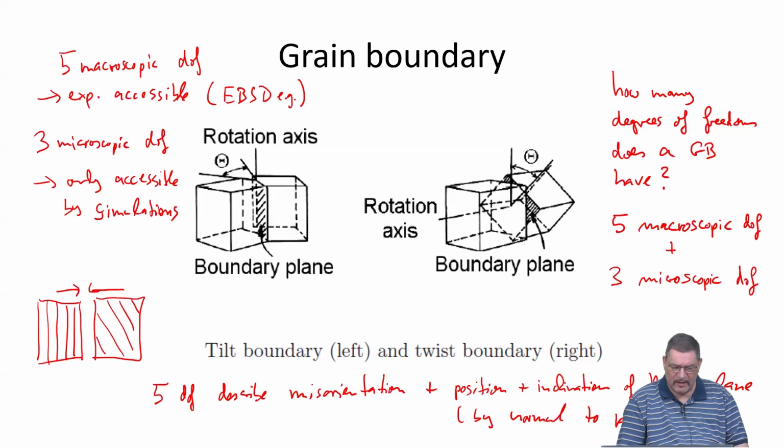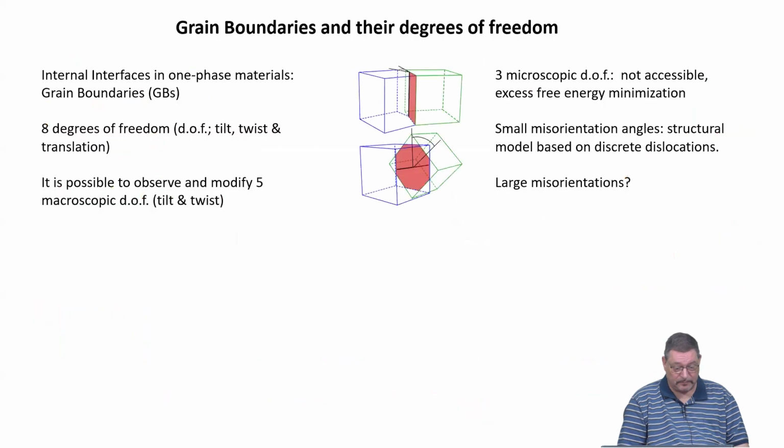We will see later on an indication that still these 3 microscopic degrees of freedom are very important. So internal interfaces, grain boundaries, as I said, 8 degrees of freedom. Tilt, twist, translation are the ones which are macroscopically accessible. The microscopic degrees of freedom are not accessible, but they minimize the grain boundary energy.